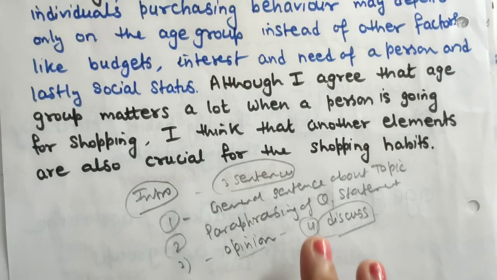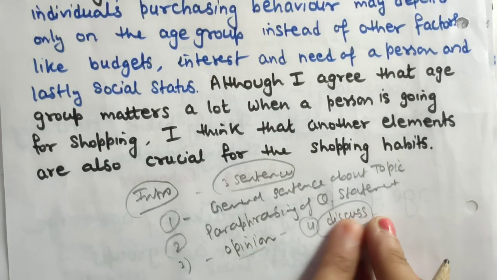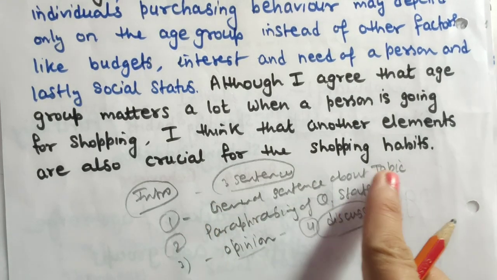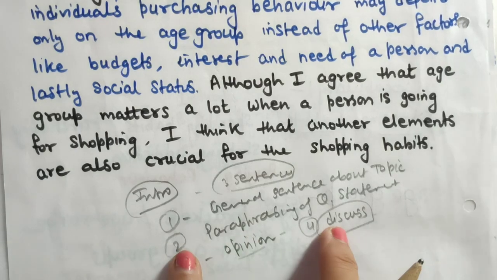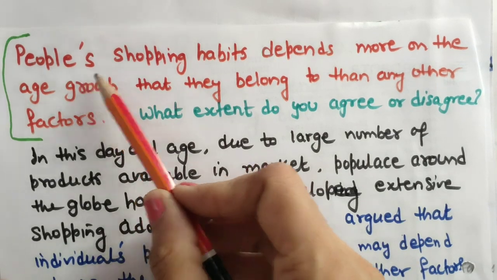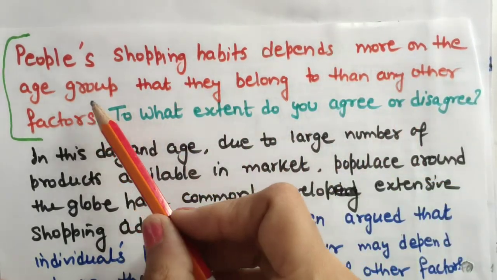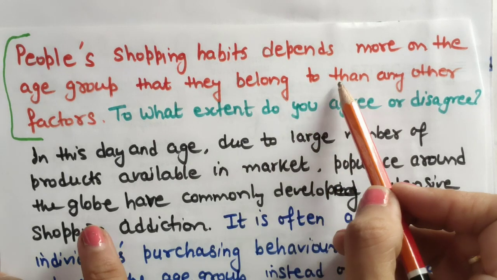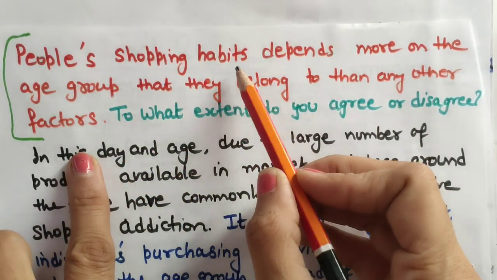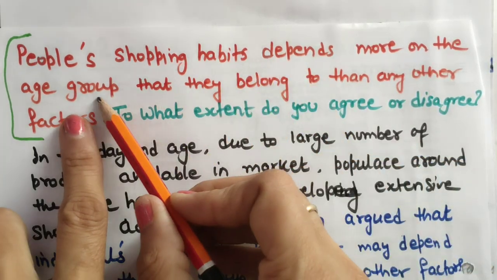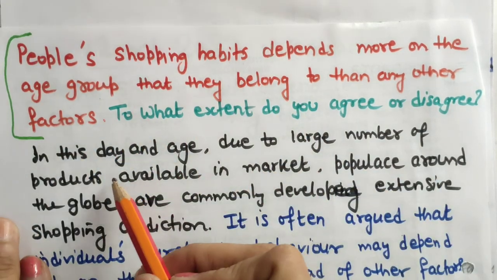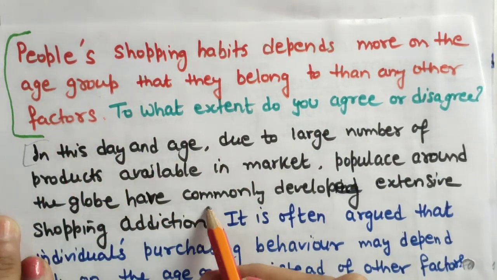Okay, so there are these 4 sentences, otherwise you can write only 3 sentences. And if you are unable to make the general sentence about the topic, then leave it, then 3 sentences are enough. Okay, now let's discuss. Here they are asking: people's shopping habits depend more on the age group they belong to than any other factors. So we know shopping habits is the main topic, and it depends on age group as compared to other factors. Okay, so now a simple background statement.